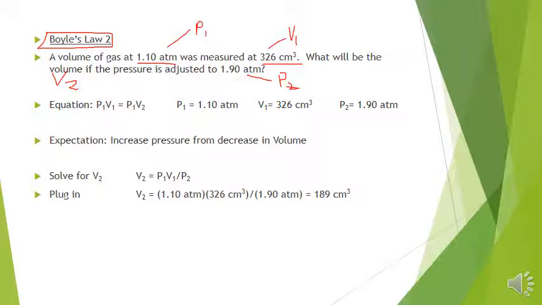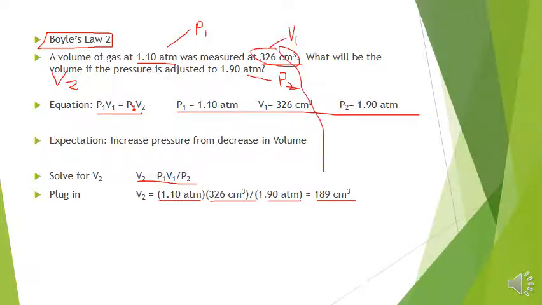All right, so we plug everything in. Here's my equation, and again, this should be a 2. So here are my 3 knowns. Rearrange my equation for V2, so I divide both sides by P2, and then plug everything in. I thought I would need to decrease the volume to increase the pressure, and you can see that's true. It went from 326 to 189.